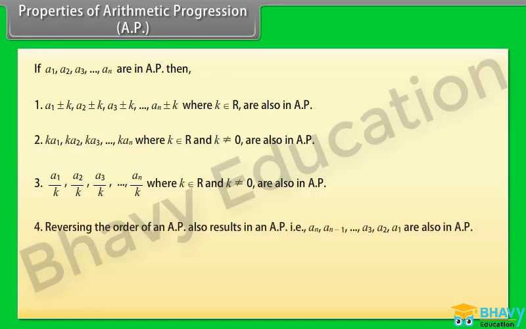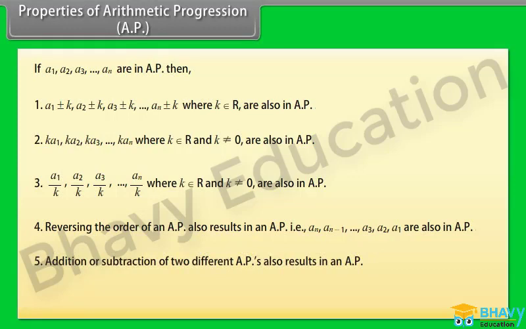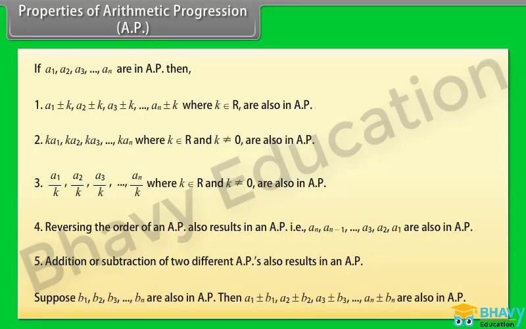Reversing the order of an AP also results in an AP. That is, an, a(n-1) up to a3, a2, a1 are also in AP. Addition or subtraction of two different APs also results in an AP. Suppose b1, b2, b3 up to bn are also in AP. Then a1 ± b1, a2 ± b2, a3 ± b3 up to an ± bn are also in AP.